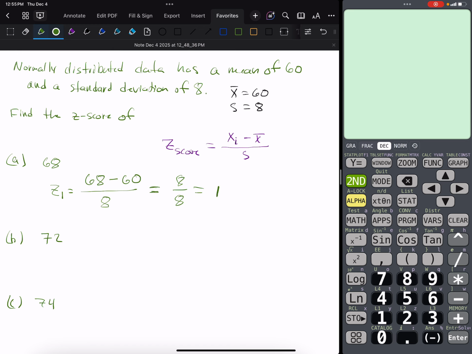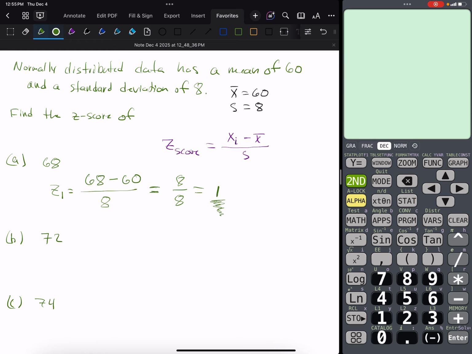And one thing to notice here is my z-score tells me how many standard deviations above the mean 68 is. It's 1 standard deviation above the mean. And so my z-score turns my data into something where I can quickly see how many standard deviations above or below my mean I am, because that's exactly what my z-score tells me. Now, in this case, that would have been easy to see by inspection.